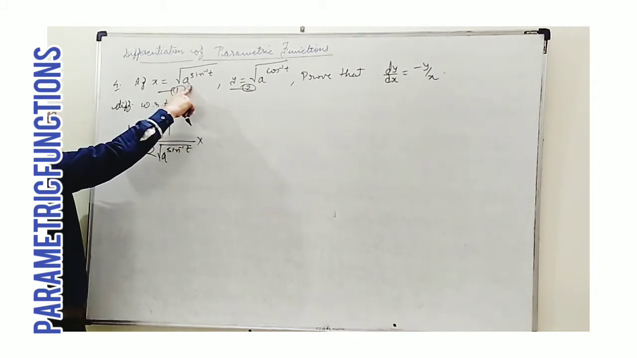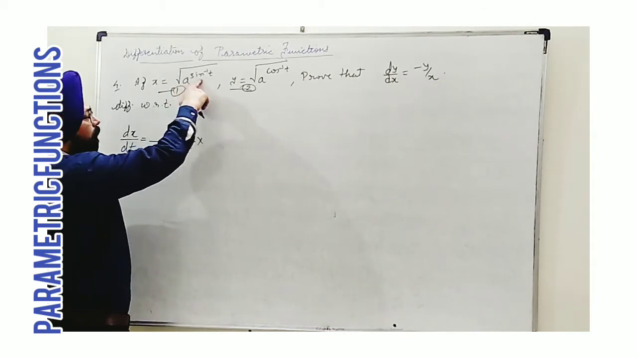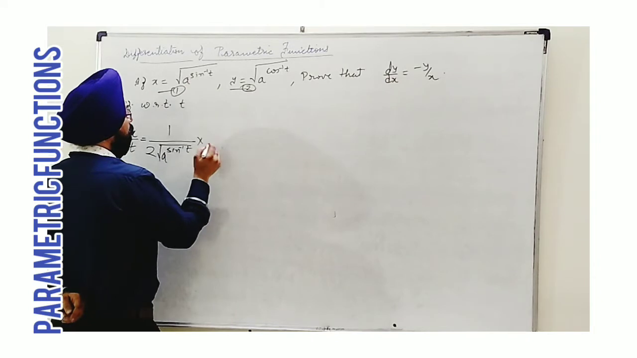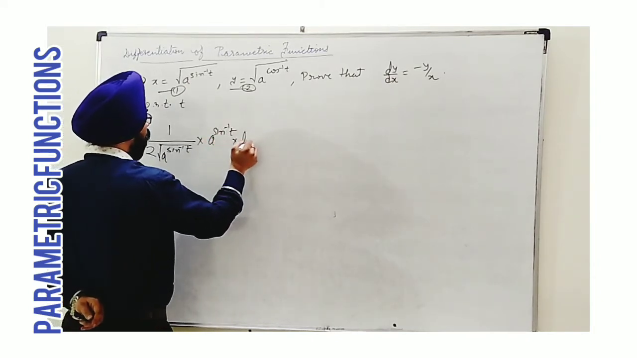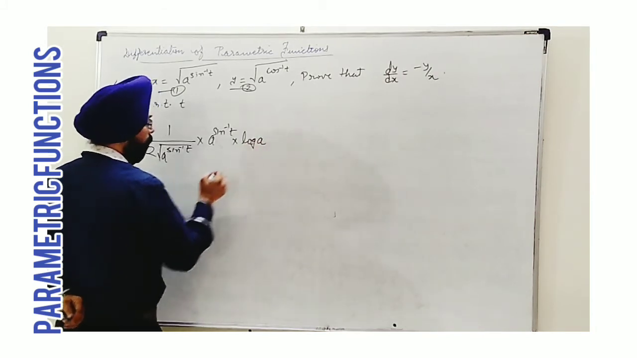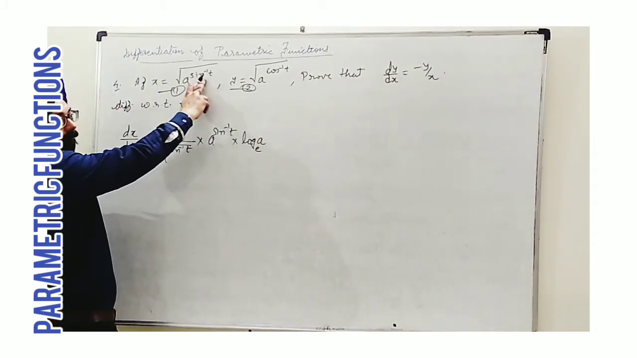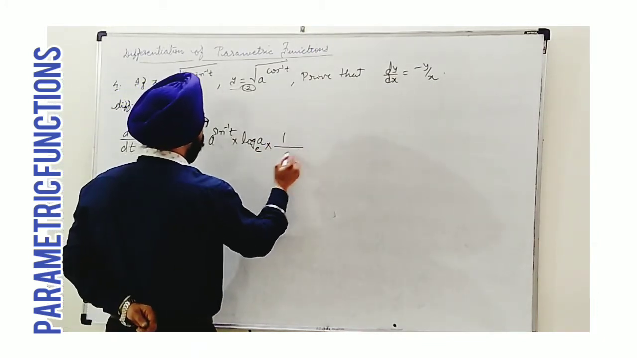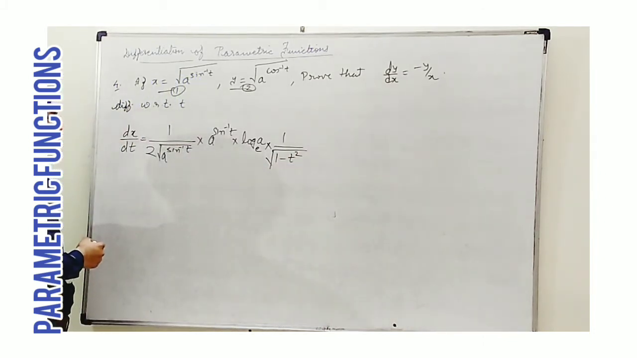we will now differentiate the base. The base is given in exponential form, an exponential function. So a to the power sin inverse t, its differentiation will be a to the power sin inverse t into log of a to the base e. And also the exponent sin inverse t, when differentiated, we will get 1 upon root 1 minus t square. This much.